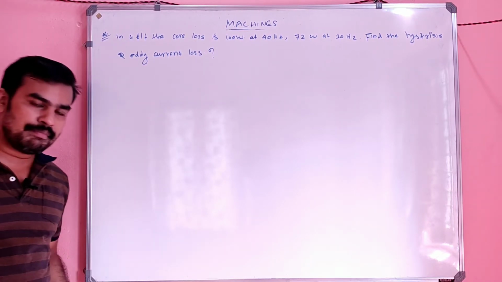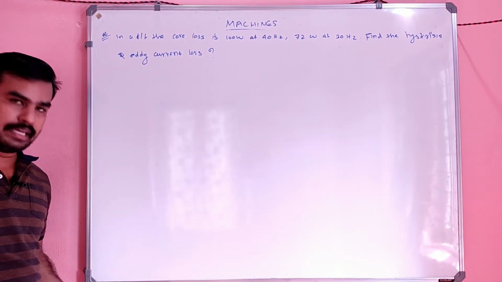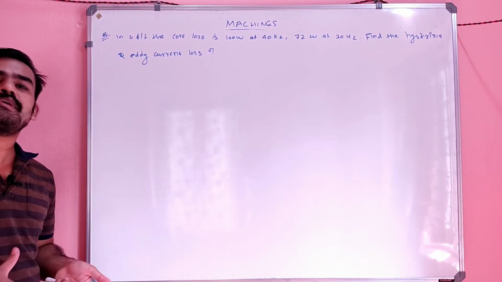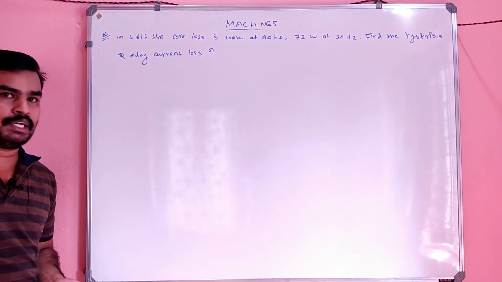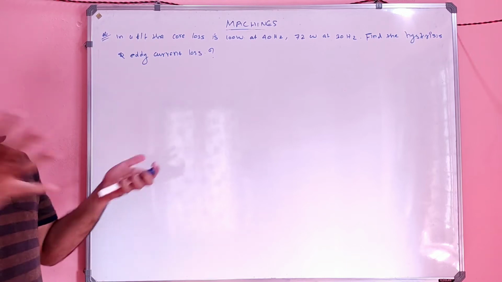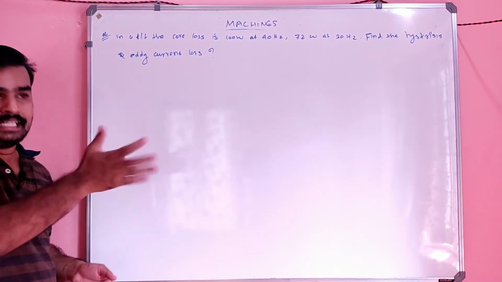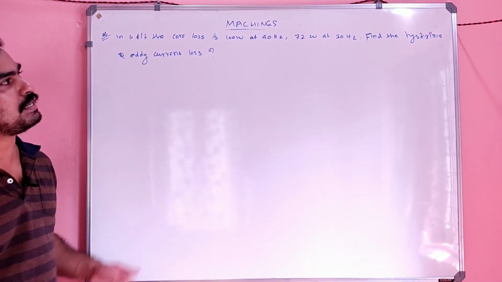So what was our aim? In order to separate the hysteresis and eddy current loss, because the company will give you a value of iron loss, but you have to separate that too, right?